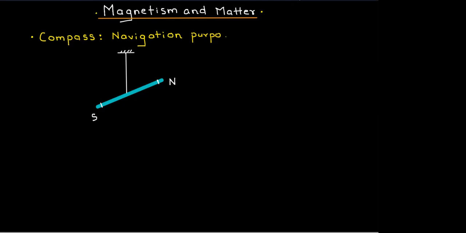So it was used for navigation purposes. When we are sitting at home, we know which direction is east, south and north. But when you are in a ship, or in a barren land where you can't see, maybe at night, it becomes extremely difficult to find out which direction is north and which is south. Before the compass came in, people used stargazing for navigation.